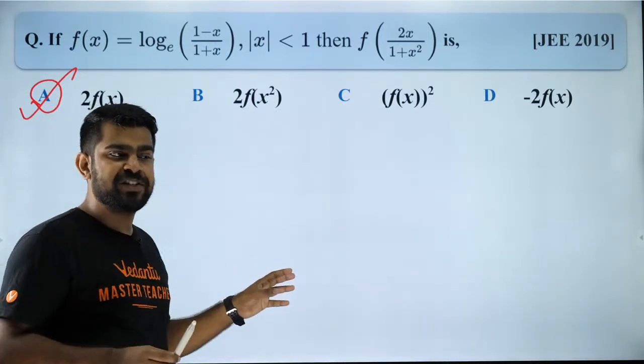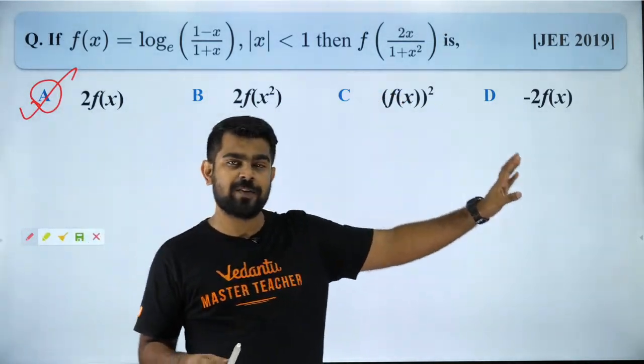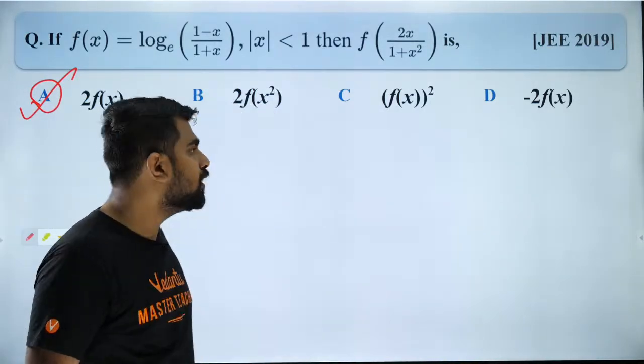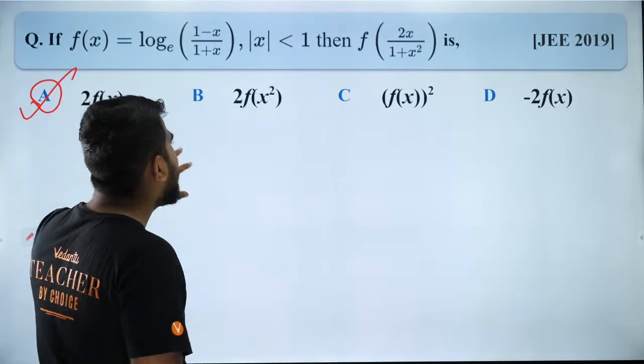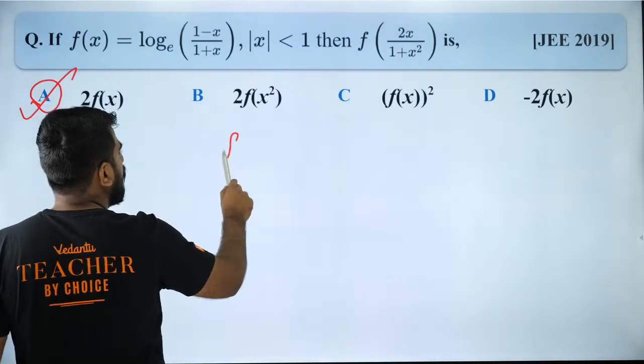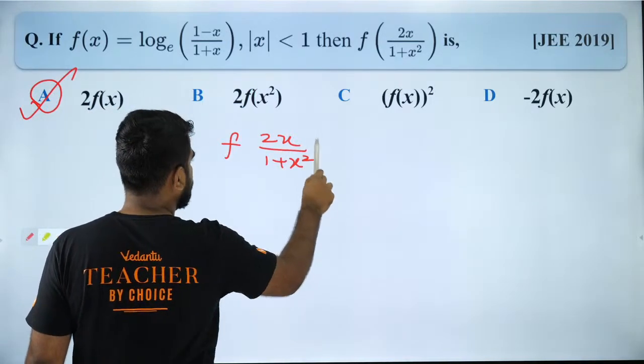So let us try to solve it. Again, this is a simple question, and according to me, I was surprised that a question of this level came in JEE Mains. Because guys, this is too easy. This is a very simple question, directly based on properties of logarithm. So first of all, what is f of 2x by 1 plus x square? Let's try to do that.